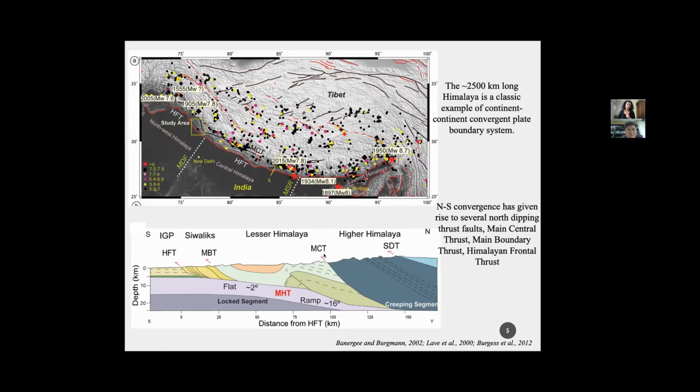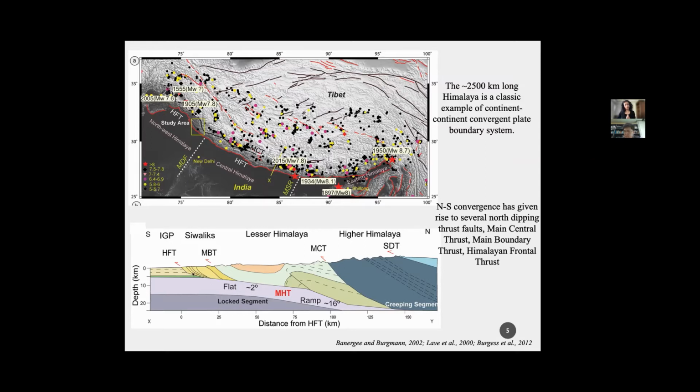We have main central thrust, which separates Higher Himalaya from Lesser Himalaya. Then we have main boundary thrust, which separates Lesser Himalaya from Shivalik. And then we have the southernmost Himalayan frontal thrust that separates Shivalik from the Indo-Gangetic plain. All of these thrusts merge into a subsurface detachment fault, which is known as main Himalayan thrust. This main Himalayan thrust has a typical ramp and flat geometry.